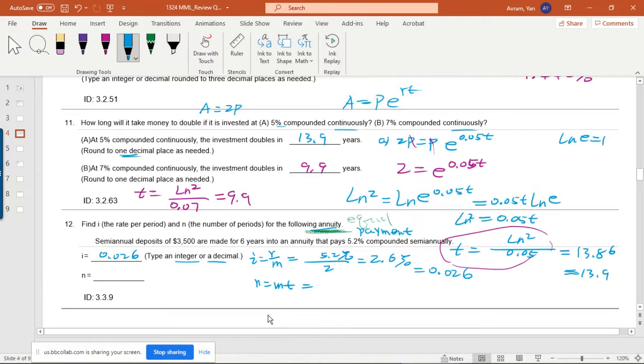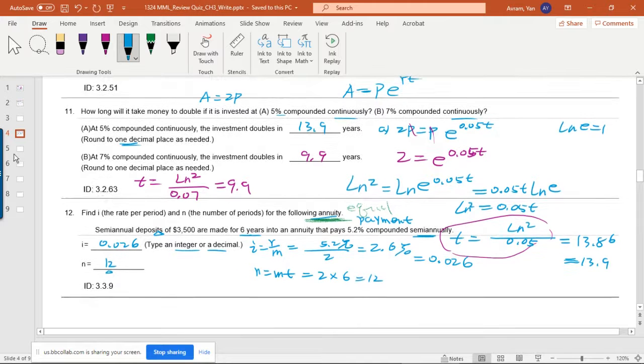All right, how much is the N? N is MT, right? And then M here is compounded semi-annually, so M is 2. And then T is 6 years. So the total number of payments, or deposits, actually in this one is the total deposits. You deposit twice a year, right? You deposit semi-annually. So you deposit 2 times a year for 6 years. So your total number of deposits is 12. Okay, so that is how you calculate this one in here. All right, so this is building the knowledge in order to calculate the one we have later.